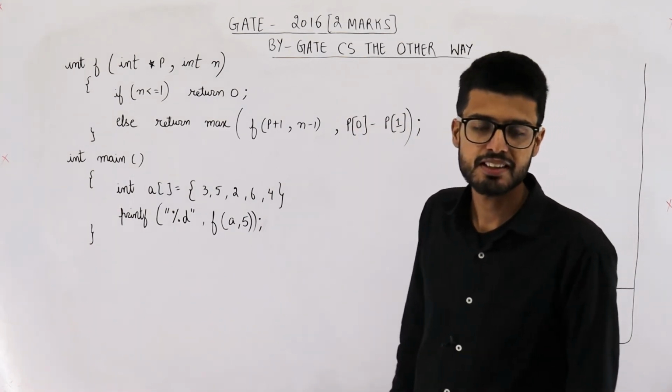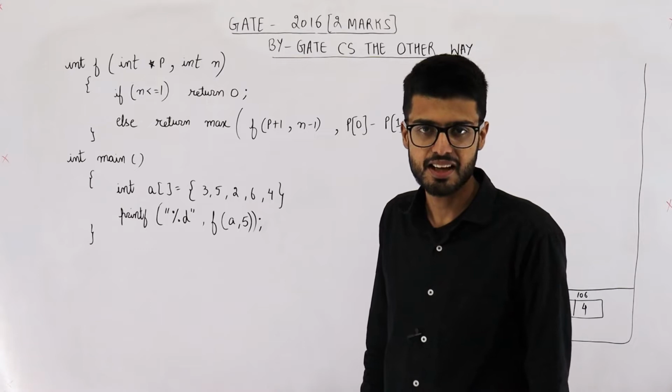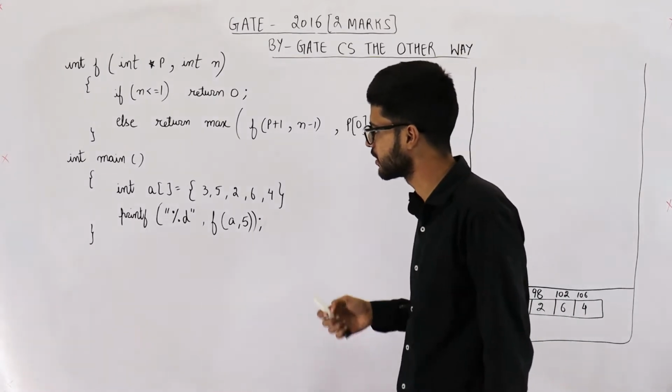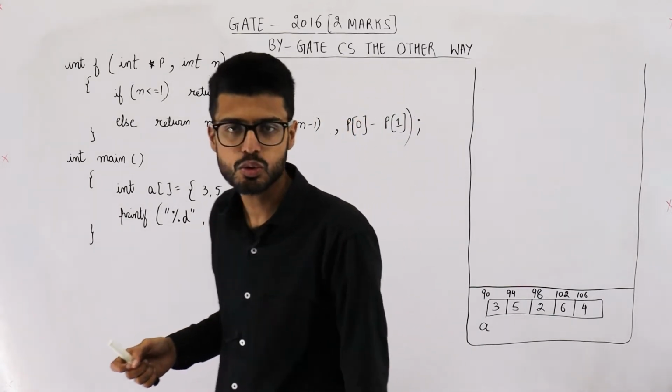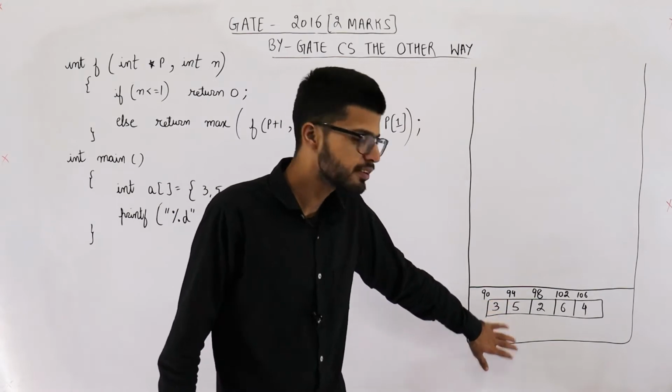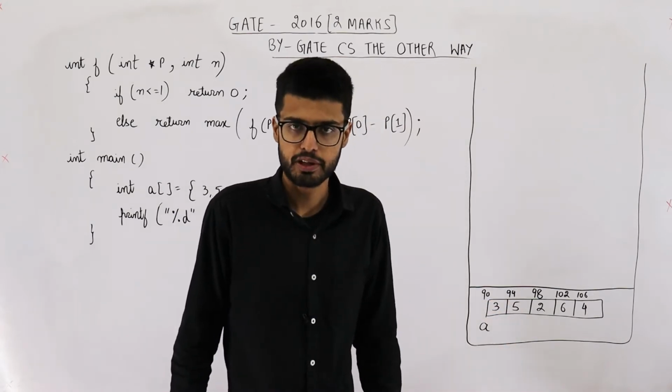This 2 marks question is from GATE 2016 exam and you need to find the output of this program. So let us start executing it. Now you very well know execution has to begin with calling of main function. So main function is called, this is the activation record that is pushed for main function.